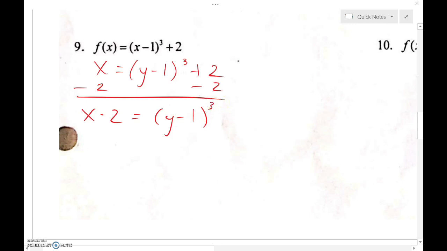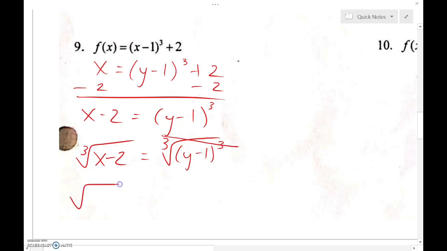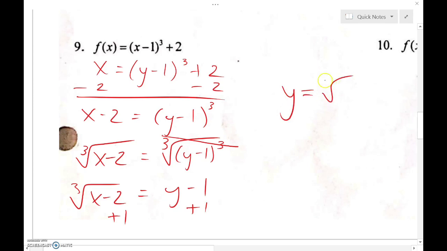Now, how do I undo that? I could take the cube root, or I can raise it to the 1/3 power. Either one is going to help me do the inverse of raising something to the third power. So we'll do cube root of both sides, and these will cancel each other out, and I've got the cube root of x minus 2 is equal to y minus 1, and then add 1 to both sides in order to get y by itself. So now I could say that y is equal to the cube root of x minus 2 plus 1.